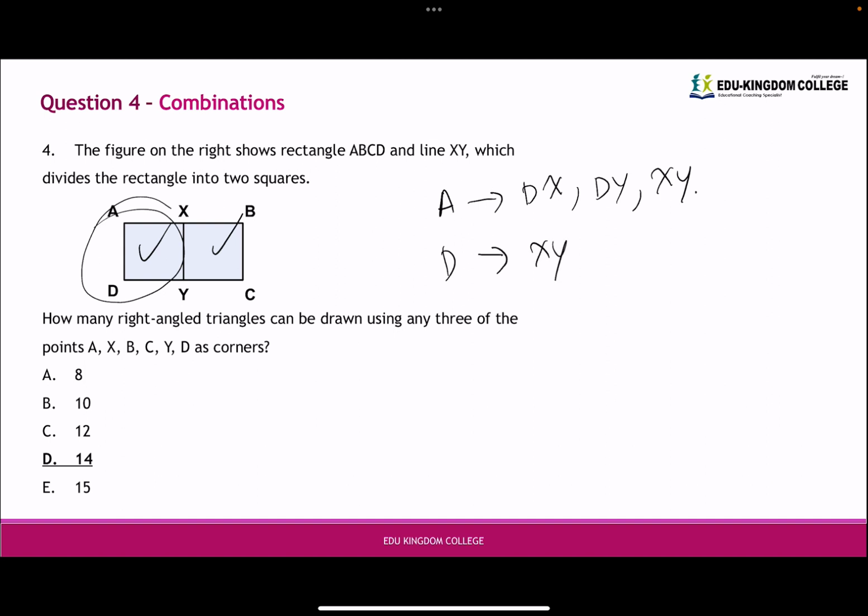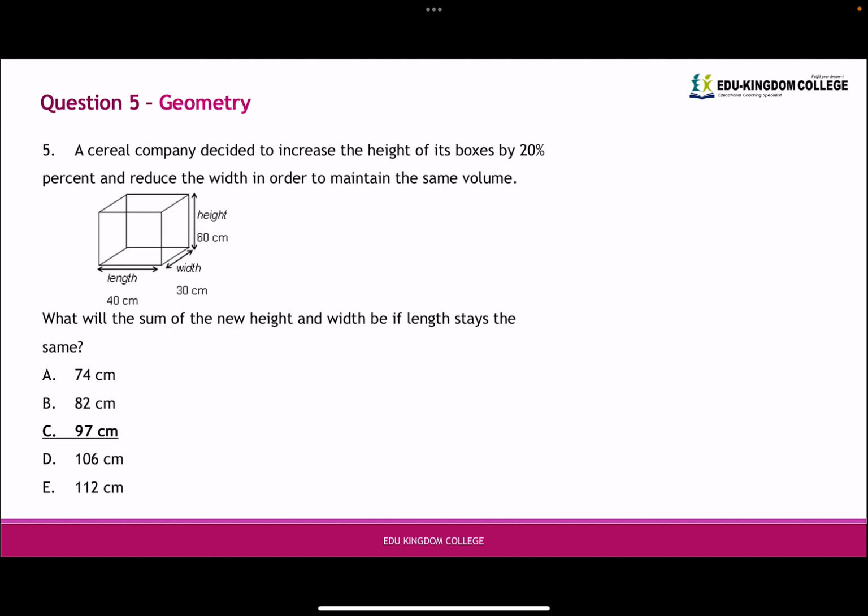So you have 4 triangles in each square, so it's going to be 4 plus 4. If you use just the corner points of the rectangle, you're going to get another 4, and then if you use the middle points, you're going to get this triangle and this triangle, which are both 90 degrees. And so plus 2 should give you 14.